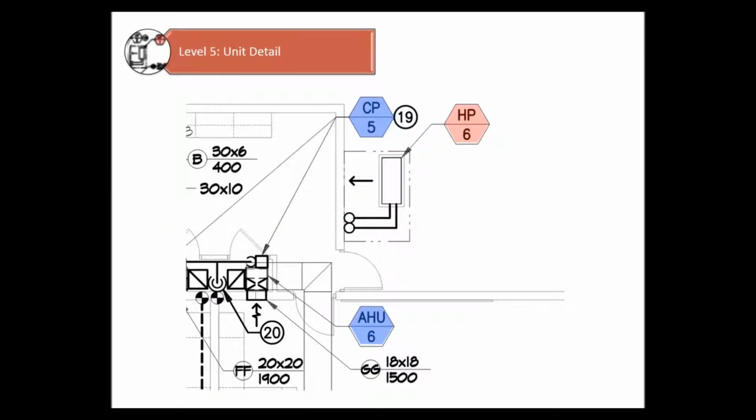This is level 5, the unit detail. This is a zoomed-in view of the plan drawing we were just looking at. It represents a specific detail or piece of equipment. The equipment is colored, which is the indication more information is available. When we select an equipment callout, we are sent to the associated schedule in the drawings. For this example, let's look at HP6.